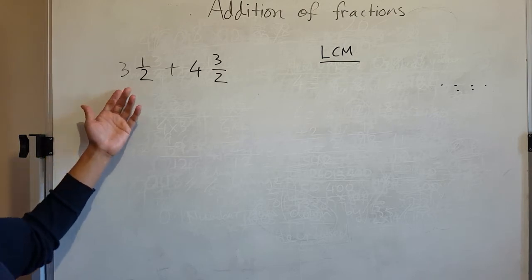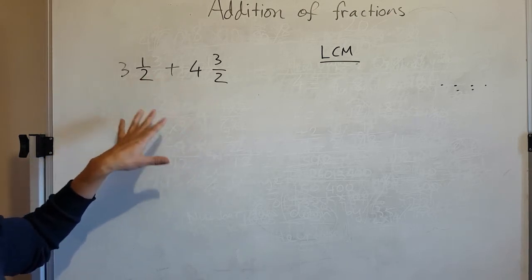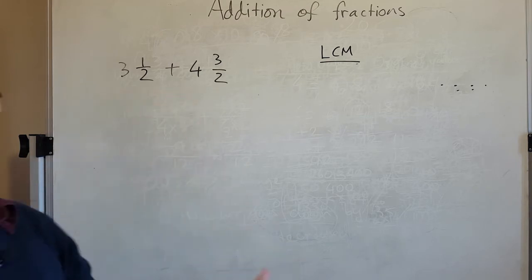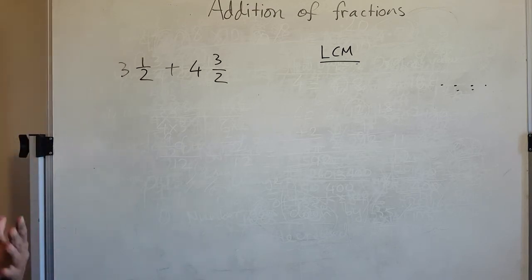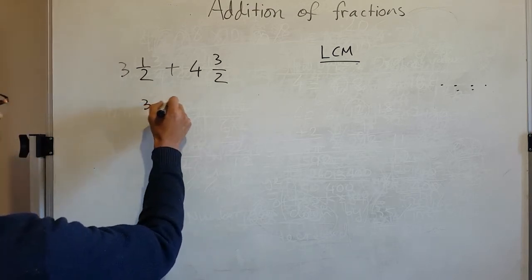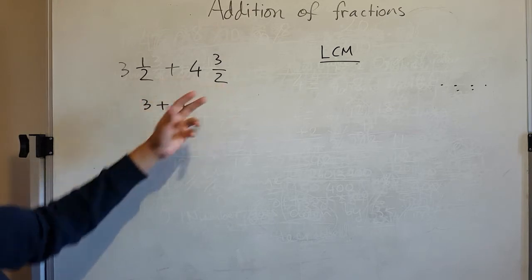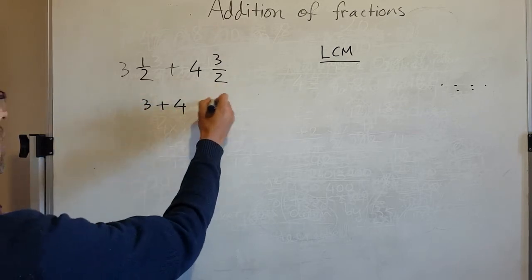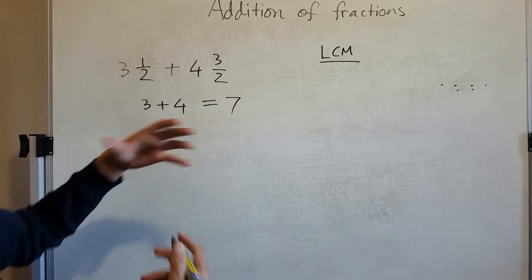You can convert these into improper fractions and then add, but I feel it's easier when you add the whole numbers separately and the fractions separately. So what I'm doing, I'm just adding 3 plus 4, because let's say it's $3.50 and $4 and some cents. So what is the total dollar I have? 4 plus 3, which is $7. I'm just thinking that I have $7 whole dollars.